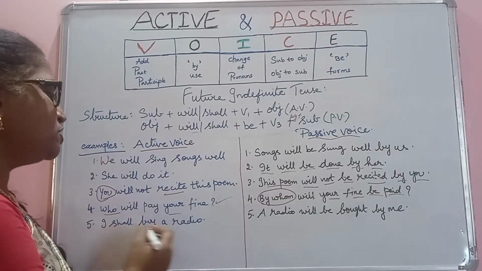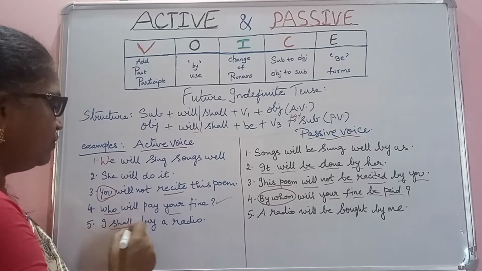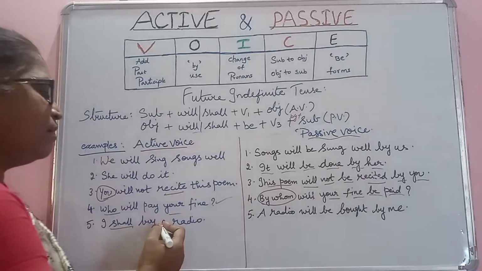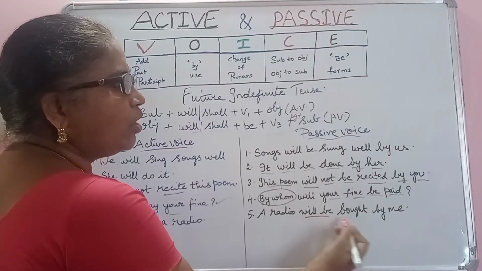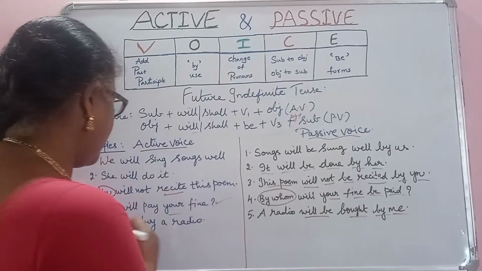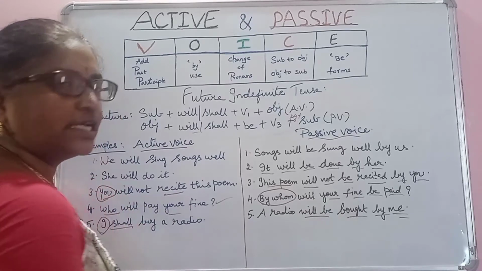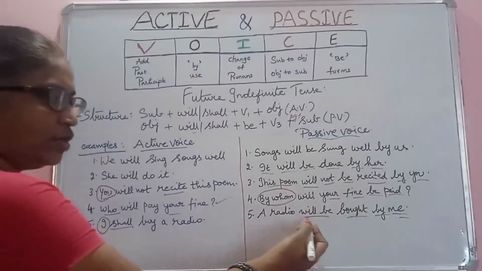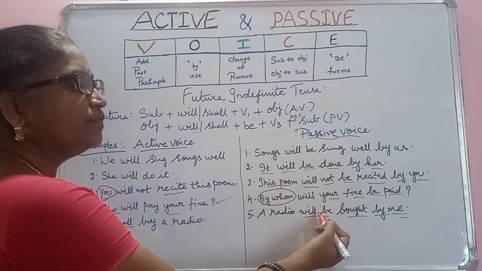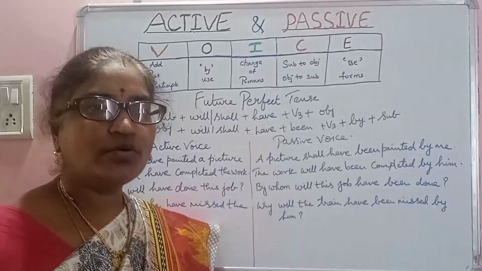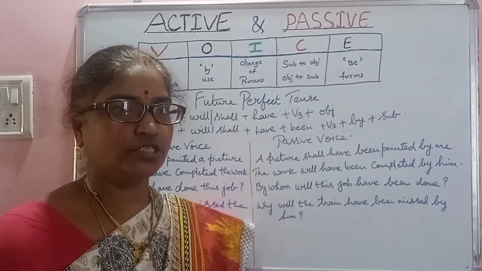Next, I shall buy a radio. Before, we had all will, so now we go with one sentence with shall. I shall buy a radio. A radio will be bought by me. I has changed into me, and buy has changed into bought as the V3 form. And here we got will be. Why? Because a radio is presented over here, so it will be used as will be. There is no passive voice of the verb in future continuous tense and future perfect continuous tense.